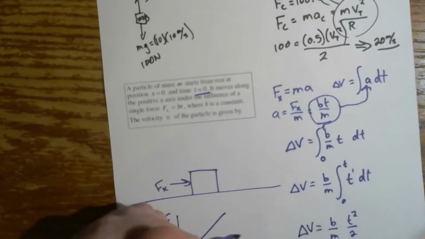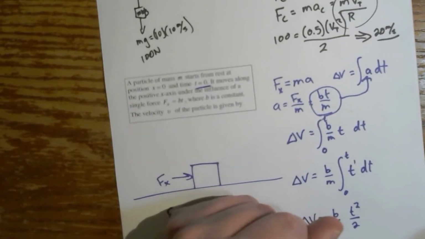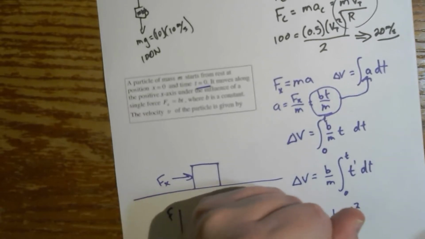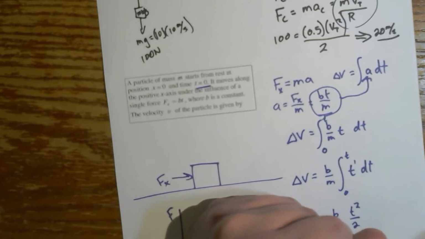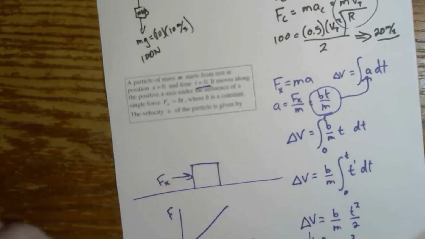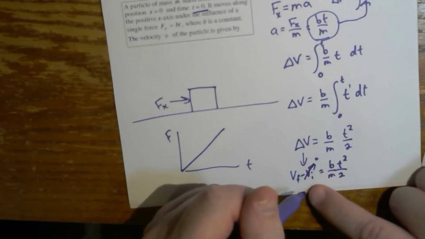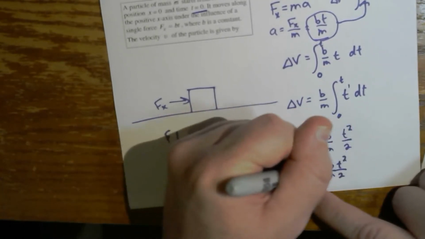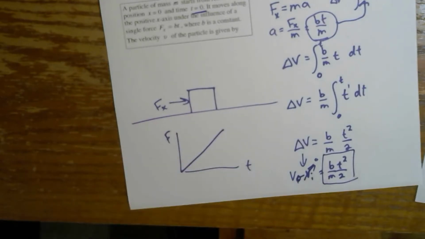Now you've got to be a little bit careful, because unless you understand that the change in velocity, which is v final minus v initial, you might get in trouble a little bit, because it does say it starts from rest. So luckily this initial velocity term right here is 0. So our velocity as time goes along will just be this bt squared over 2m term.